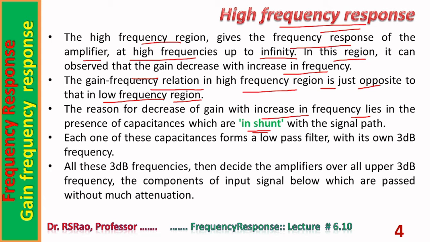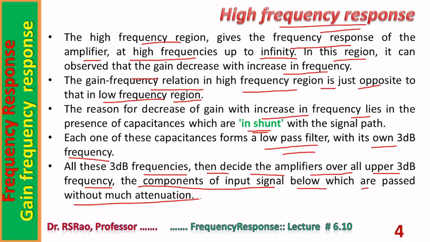Each one of these capacitances forms a low pass filter with its own 3 dB frequency. All these 3 dB frequencies then decide the amplifier's overall upper 3 dB frequency. The components of the signal below which are passed without much attenuation.